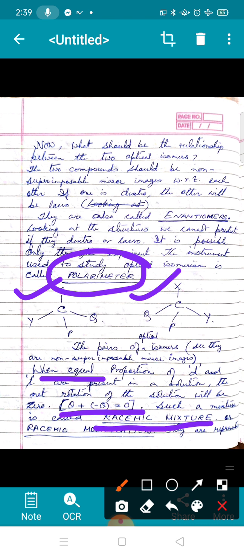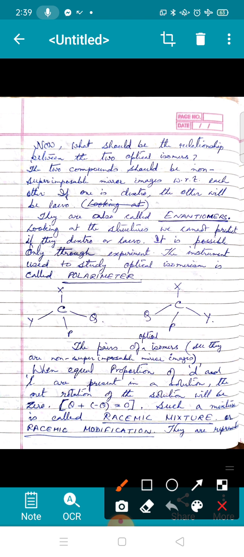Such a solution is called a racemic mixture. Take care of the spellings. These are new terms to you. The mixture is called a racemic mixture or racemic modification. Now if you have one particular compound which is maybe dextro, and after doing some chemical reaction, the mixture which is forming is a racemic mixture, then the process is called racemization.